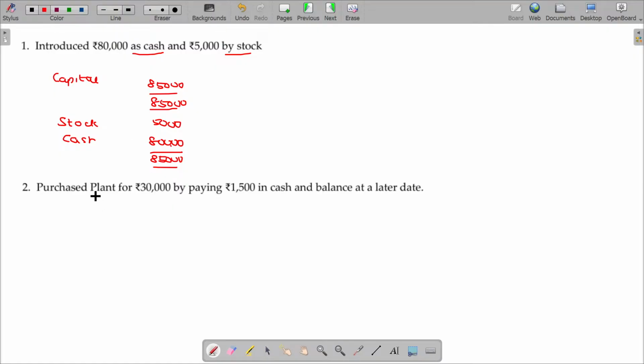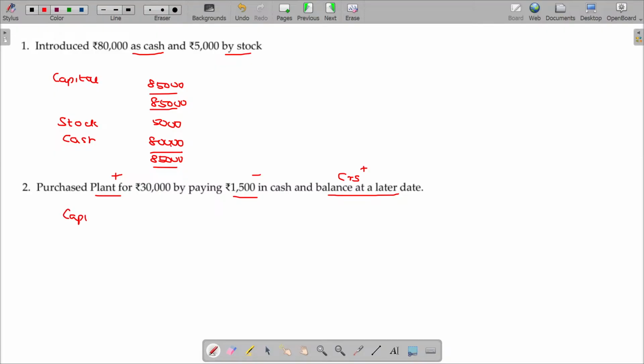Purchased plant for rupees 30,000 by paying 1,500 in cash. Plant is an asset. Now we have to add it. Payment is made in cash, then the cash will be reduced. Balance at a later date means we have to keep the party's name in mind to pay it later on. So that is called creditors. Is that okay?